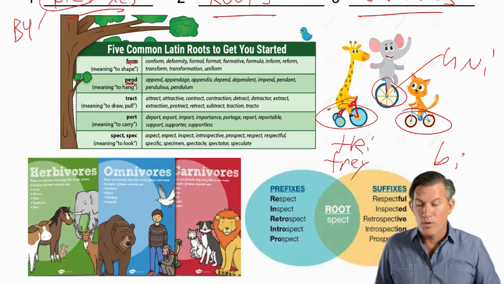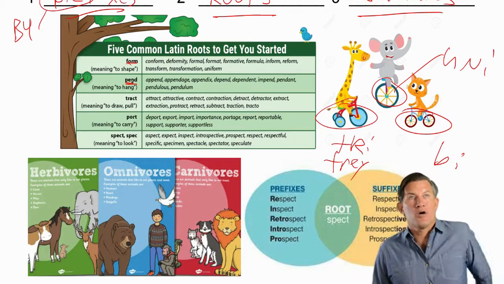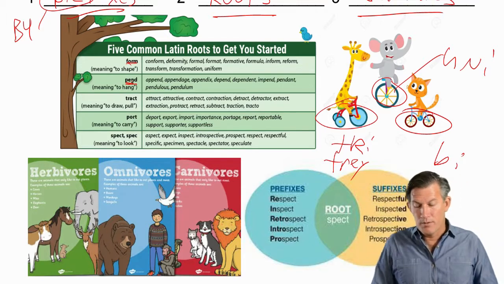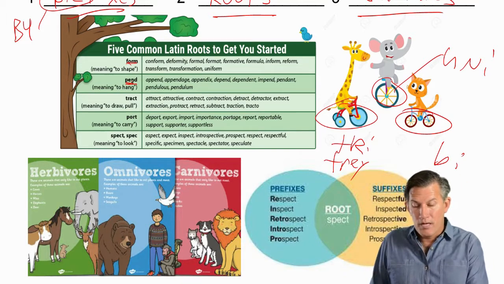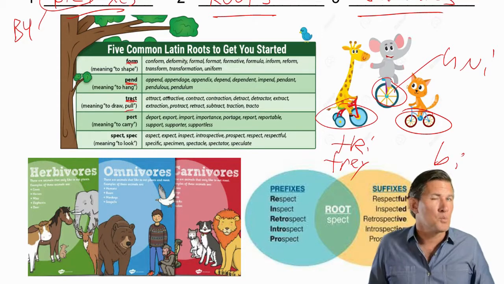Pend always means to hang, like a pendulum swings back and forth. And even your arm is a pendulum because it's hanging from your body. It's your arm is an appendage, rather. Okay. Tract, like a tractor, means pull. Attractive pulls you towards someone.